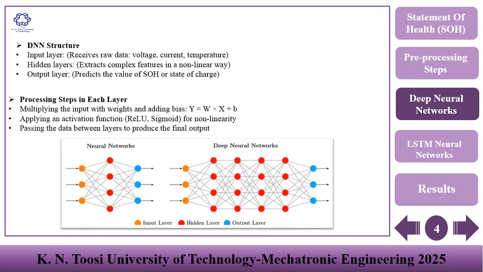The processing in each layer involves two key steps. First, multiplying the inputs by weights and adding a bias, expressed as y = w * x + b. Then an activation function like ReLU is applied to introduce nonlinearity.